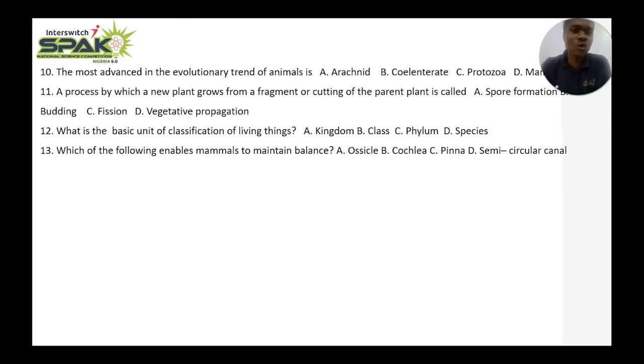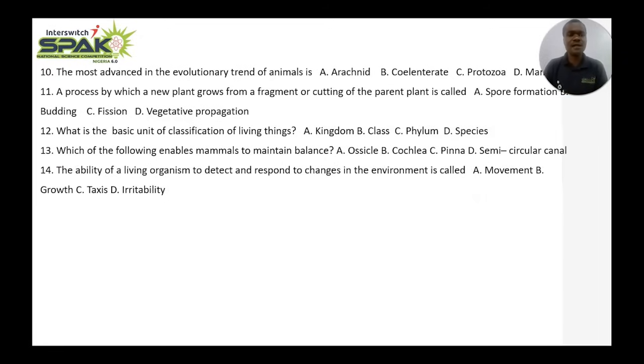Okay. The next question says, which of the following enables mammals to maintain balance? Ossicle, cochlear, pinna, semicircular canal. The semicircular canal is located in the inner ear. And of course, it constitutes the vestibular apparatus that sends the vestibular nerve to the cerebellum of the brain. And the cerebellum of the brain deals with maintenance of balance. They interpret the posture of the individual organism. So the correct answer there is semicircular canal.